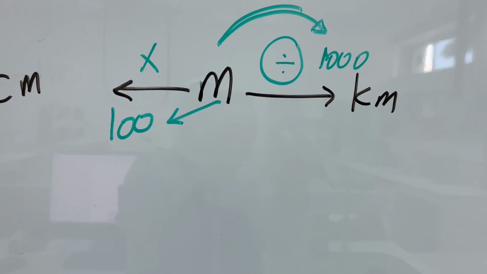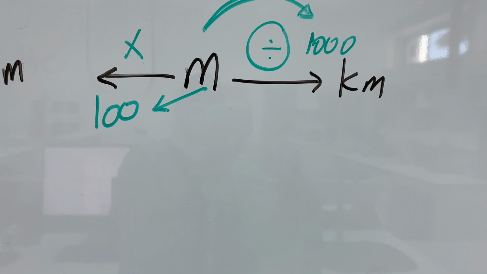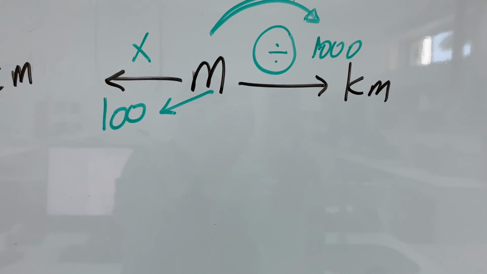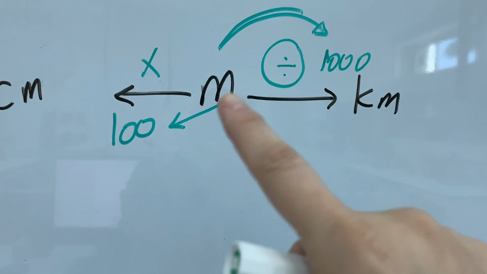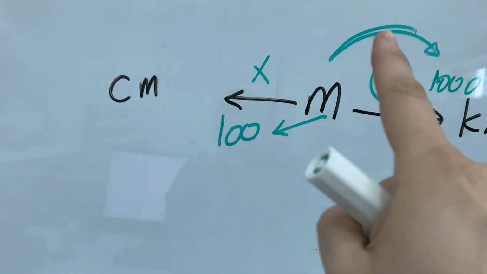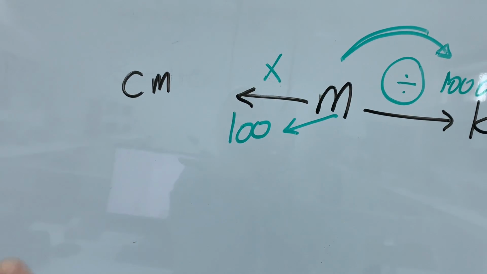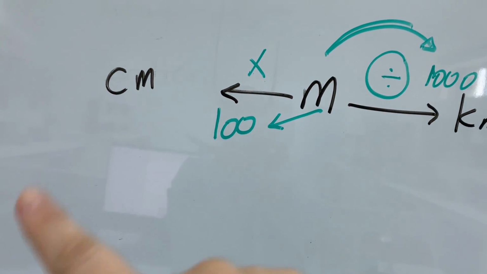Remember the table I showed you in the soft copy, the values of kilo, centi, deci, micro, etc. These values you have to memorize. So you will just divide the number that you have by 1000, or if you are going from a higher to a lower unit, you will multiply by the value of centi.